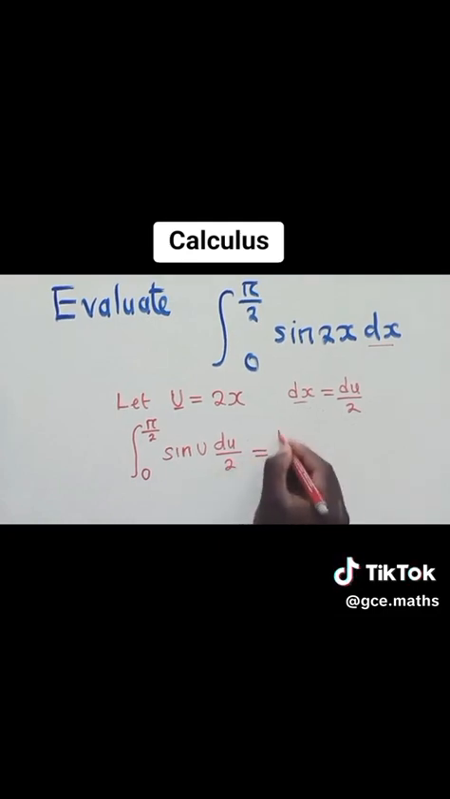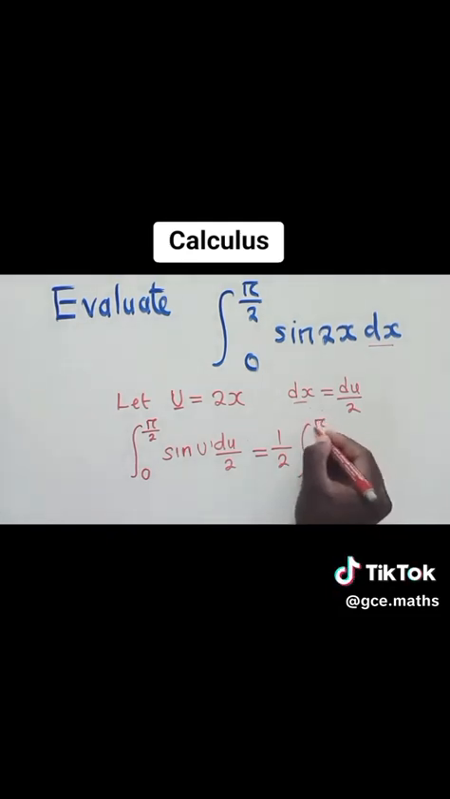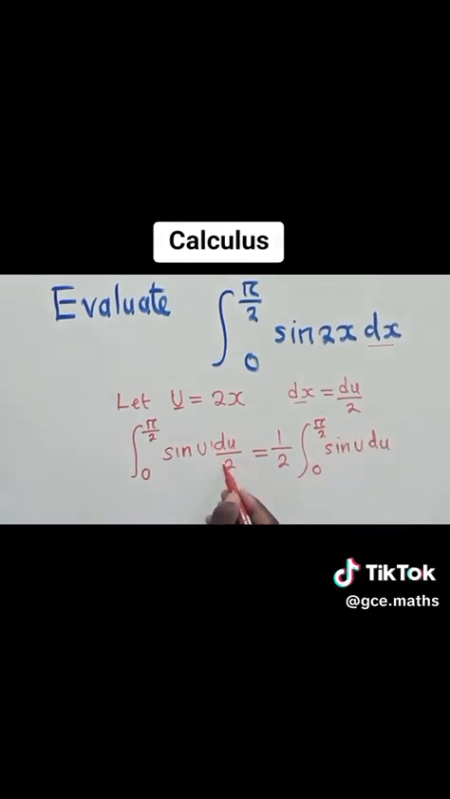This one will come in front. It will be 1 over 2. Since it's a fraction, it's 1 over 2, and it can come in front of the integral. And then we have pi over 2, 0 there, sine u du. So I've just moved this 1 over 2 here, if you're able to see.